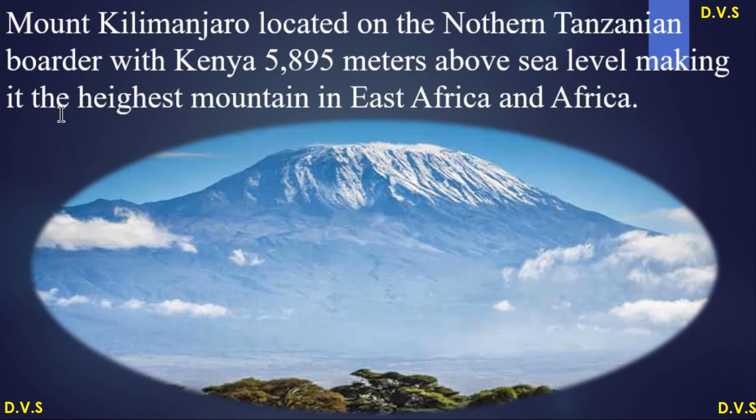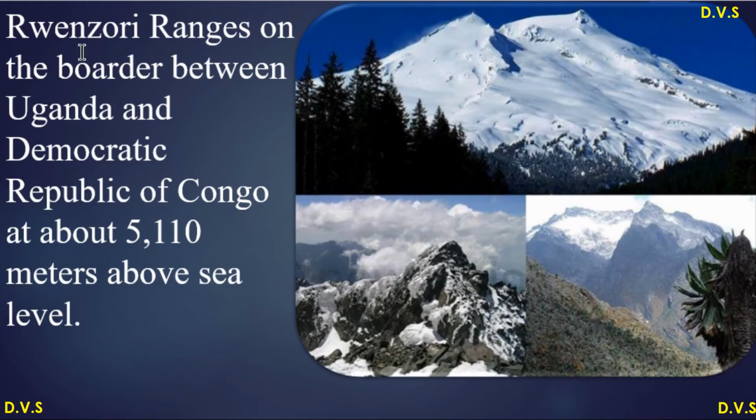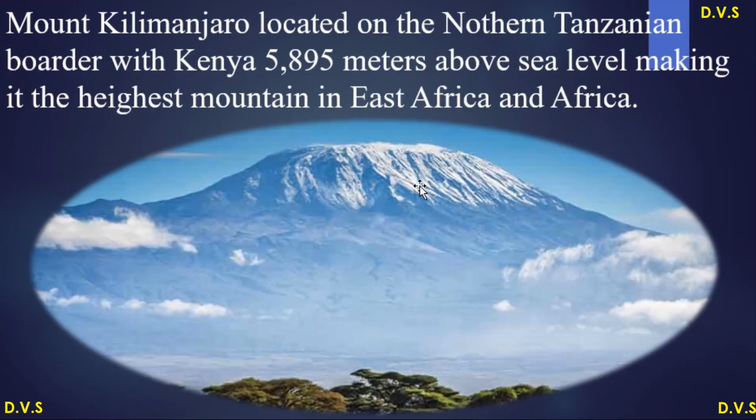The highlands in East Africa include Mountain Kilimanjaro, located on the northern Tanzanian border with Kenya. It is 5,895 meters above sea level, making it the highest mountain in East Africa and Africa. In this photograph, we are seeing Mountain Kilimanjaro. Mountain Kilimanjaro is a volcanic mountain.